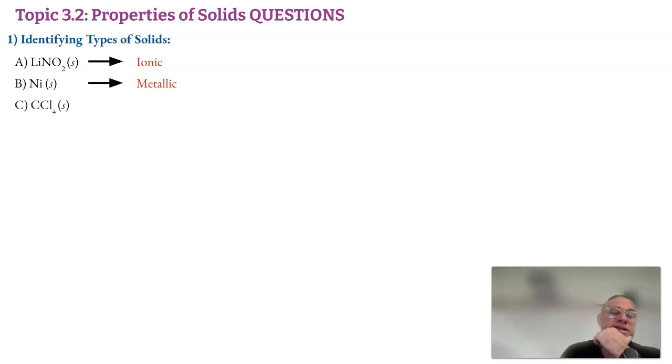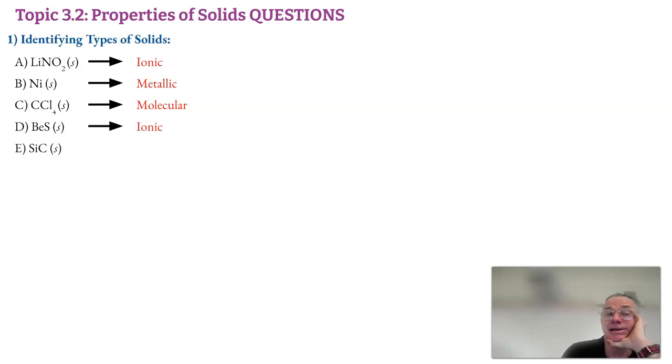Carbon tetrachloride in the solid form. Boy, I think you'd have to freeze that down pretty cold. Looks very organic. I guess we have a molecular solid. I think of it as a covalent solid. Beryllium sulfide. This is an ionic compound.